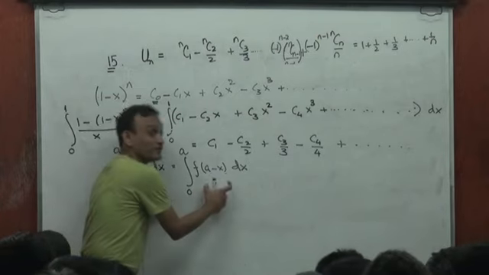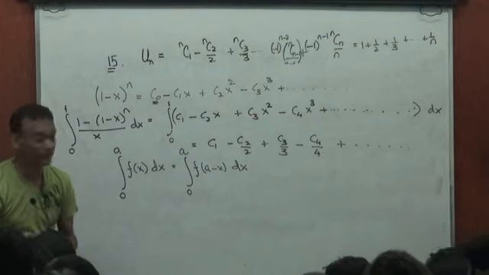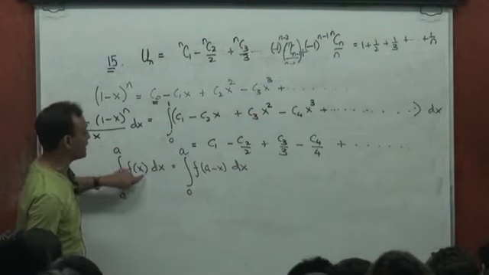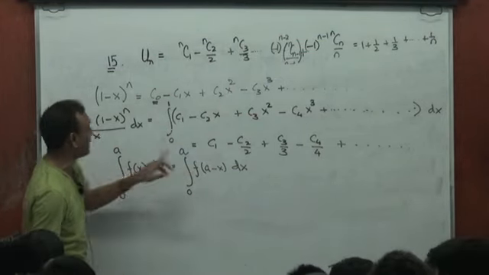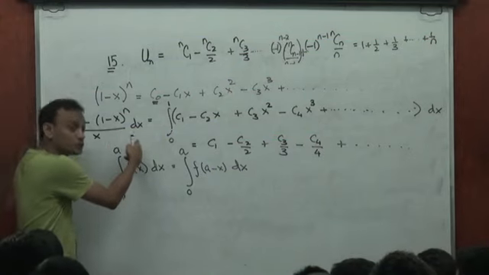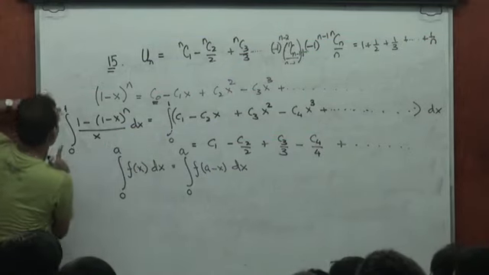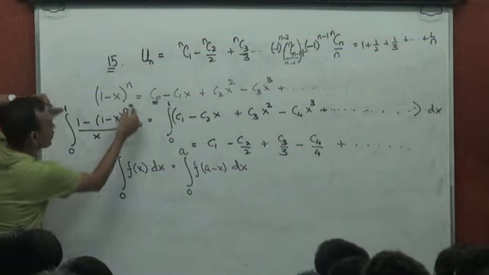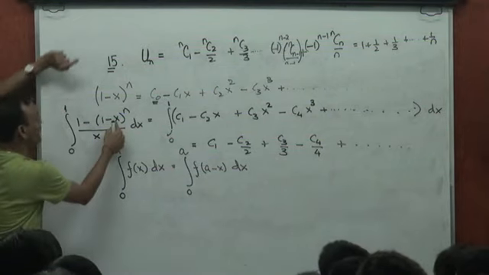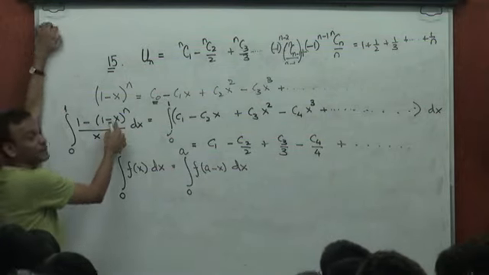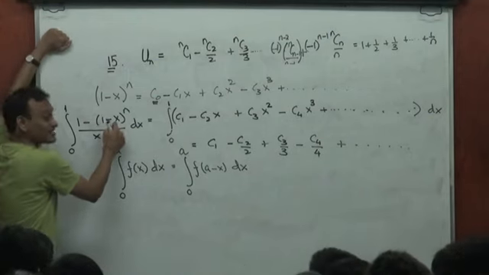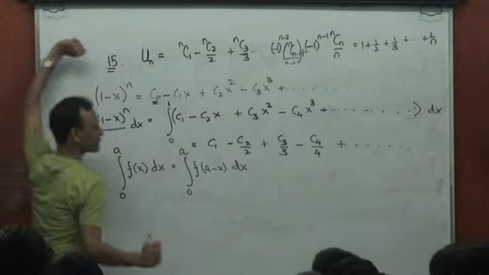Once you have this property handy, integral 0 to a f of x dx is integral 0 to a f of a minus x dx. This is what I'm going to use here. In this case, a is 1, and this is my f of x. So I'm going to replace x by 1 minus x. Yes or no? Right?